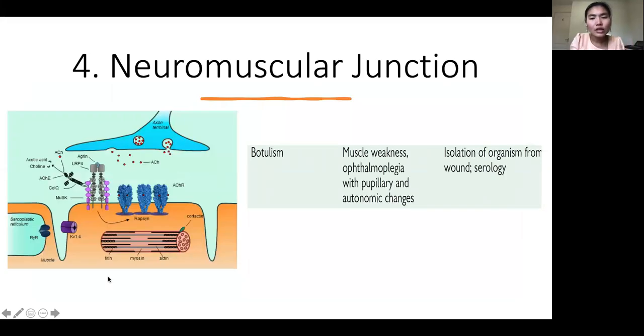And neuromuscular junction: one condition I have mentioned is botulism. You will think about botulism when there are predisposing factors, for example if a patient is an IVDU, or had a deep infected wound, and presents with significant muscle weakness. The difference between botulism and Guillain-Barré syndrome is that botulism usually causes descending weakness, descending weakness.